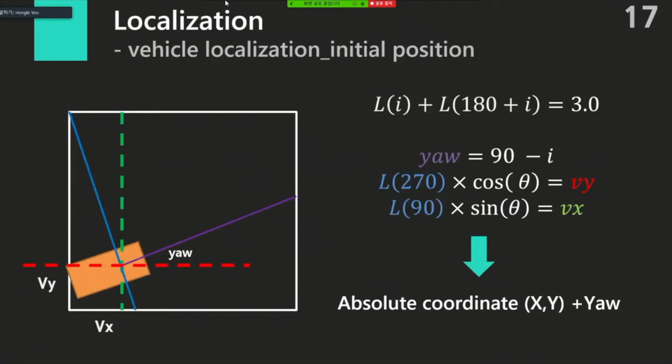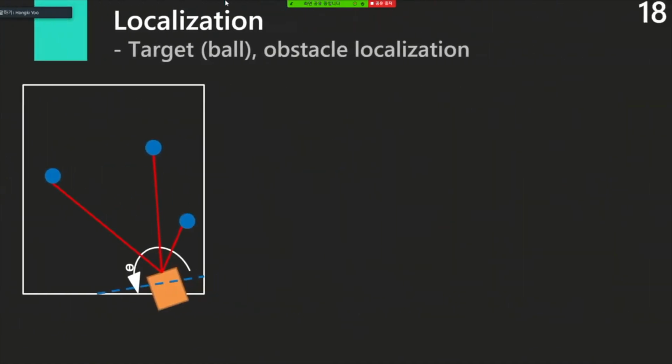Localization starts with getting the vehicle's initial position. By using lidar data, we calculate the absolute coordinates xy of the vehicle, so vx and vy, and then the yaw value. After getting these, we also localize the obstacles and targets.